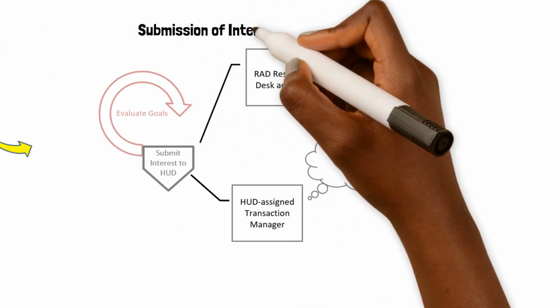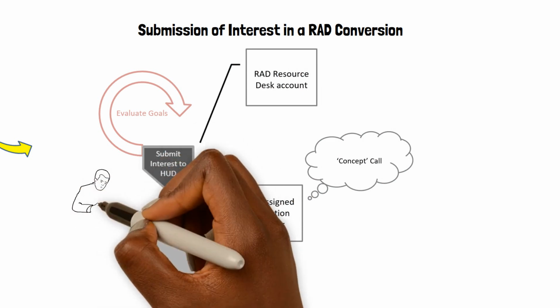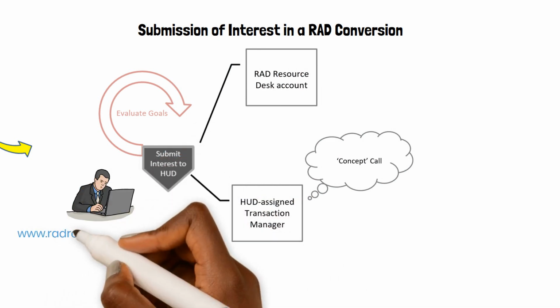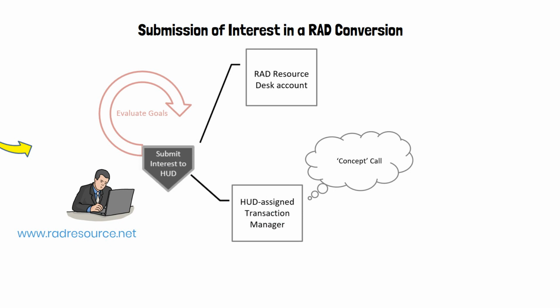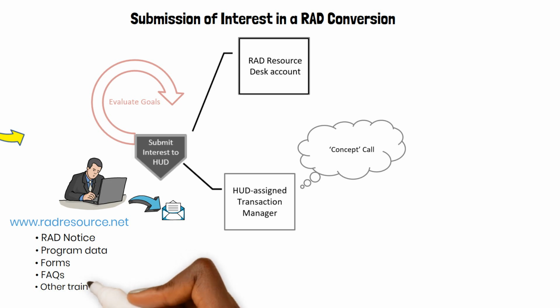To get started with the RAD conversion, the owner needs to provide an initial submission of interest to HUD through the RAD Resource Desk. To do so, you'll need to sign up for a RAD Resource Desk account at www.radresource.net and provide some basic information about the property and owner. The Resource Desk is where the owner will later submit the full conversion plan. Users will also be able to search for relevant information, like the RAD notice, program data, forms, FAQs, and other training materials.